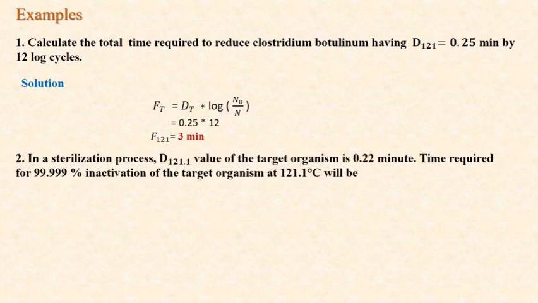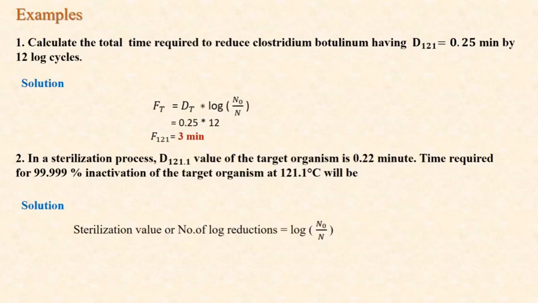Let us solve one more problem. In a sterilization process, the D-value of the target organism is 0.22 minute. The time required for 99.99% inactivation of the target organism at 121.1 degrees centigrade will be. In the previous problem, the number of log reductions was directly given. Here we have to calculate the number of log reductions. So this is the formula for log reduction.